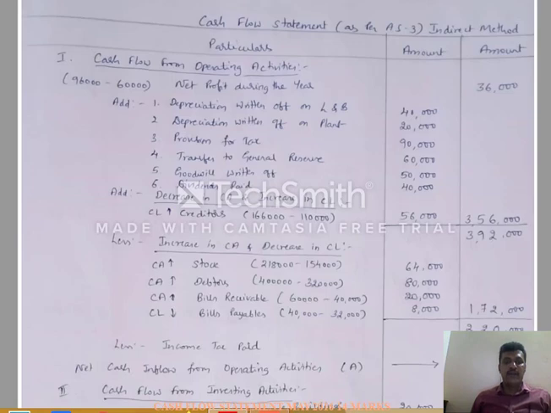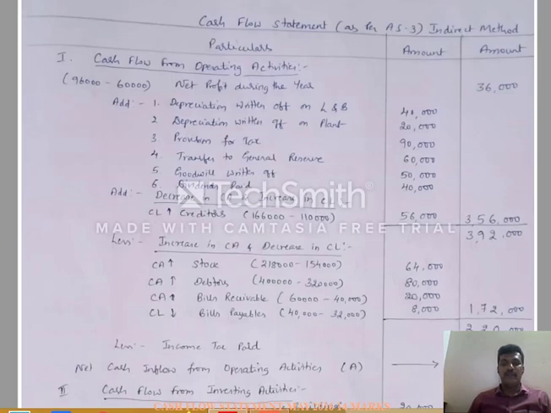Then we have to add decrease in current assets and increase in current liability, as it results in inflow of cash for the company. So we have one item under that head, that is creditors, which are increased by rupees 56,000. Therefore, the total of that comes to 3,56,000. That should be added to the net profit of the current year. That comes to 3,92,000. Then we have to adjust by deducting increase in current assets and decrease in current liabilities.